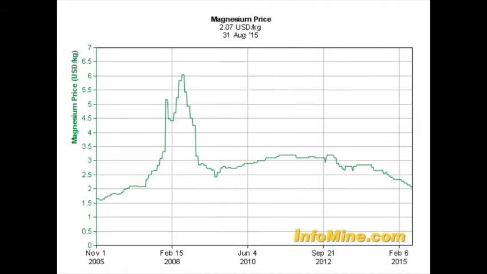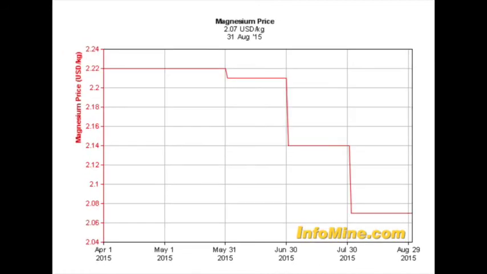As displayed on the graphs, the price of magnesium since 2008 has drastically diminished from $6,000 per ton of magnesium to around $2,000, due to the fact that the price of commodities has shrunk as a result of the global economic crisis and because China is developing slower than expected.